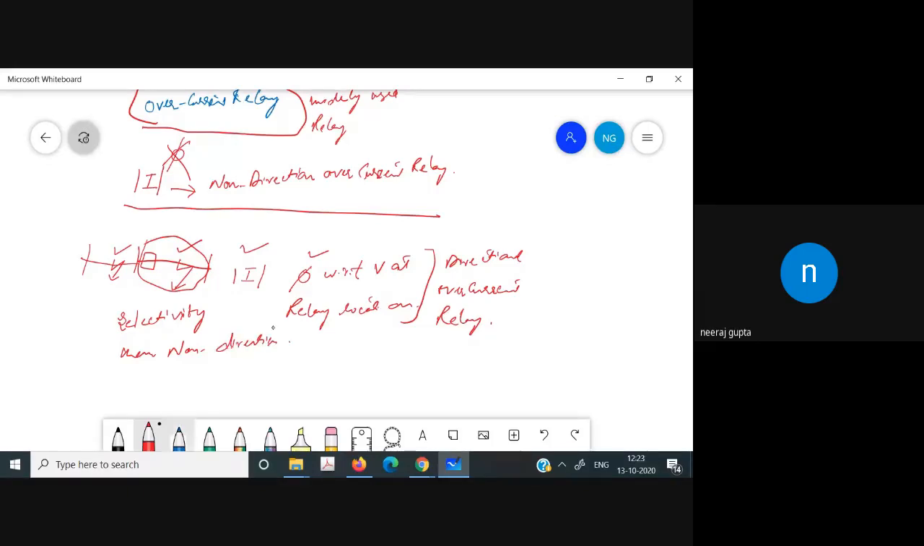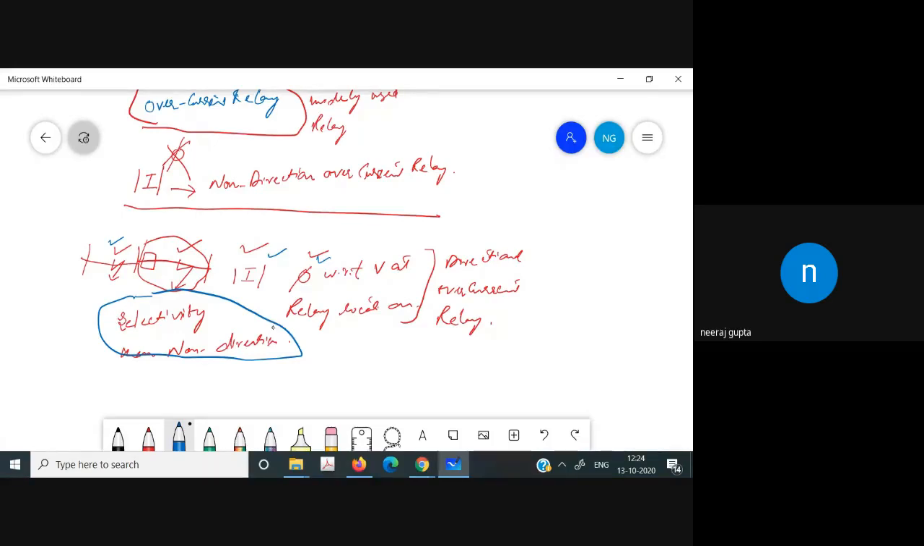Greater selectivity means, what do you mean by greater selectivity? That it will be selective in discriminating this part as compared to this part. So it is selective in that it will see the fault, it will see the current, it will see the phase of the fault, and then it will give the trip command to the circuit.